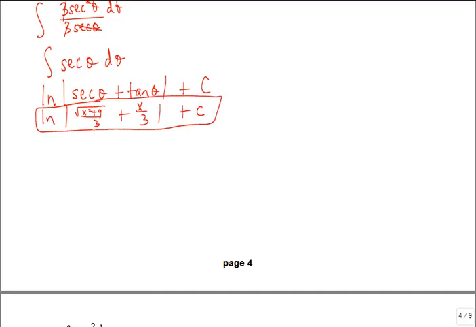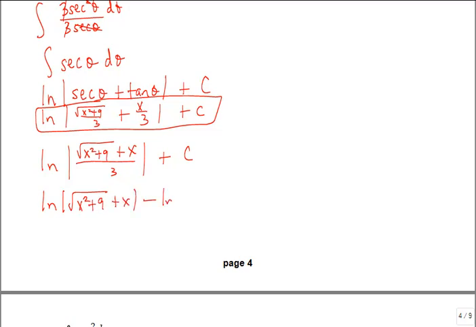If you notice that both of these have a 3 in the bottom, you can think of this as the square root of x squared plus 9 plus x, all over 3. Using some properties of logs, the log of a quotient is the difference of two logs. You take the ln of the numerator minus the ln of the denominator, which is just the 3. And ln of 3 is a constant, and so is this plus c.